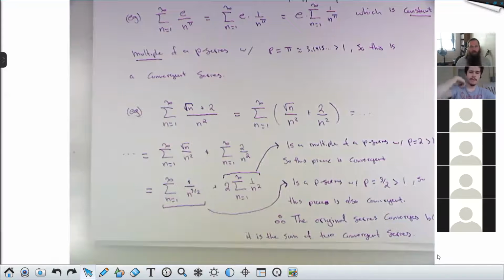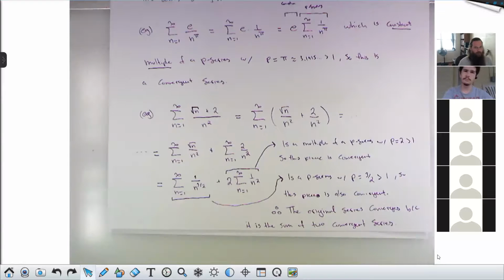And remember the example we had was like sigma 1 over n and sigma negative 1 over n. Those both diverge, but when you add them together, all the terms cancel and you get 0. So divergent plus divergent is not always divergent. That's the only thing you've got to be a little bit careful about. Questions on these first few examples with p series?